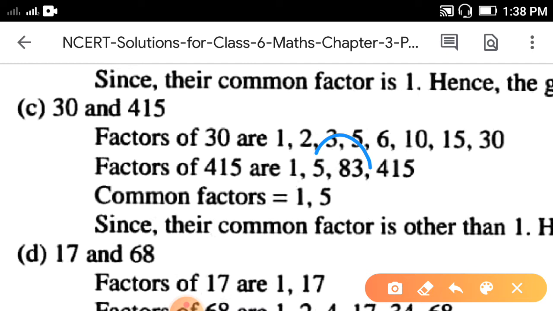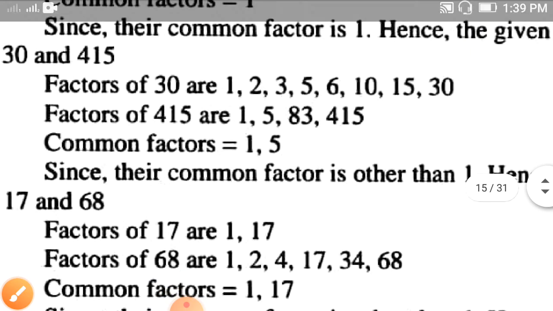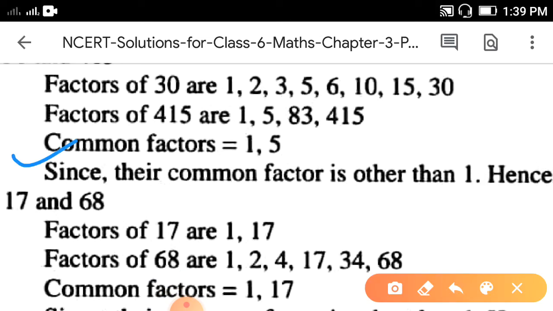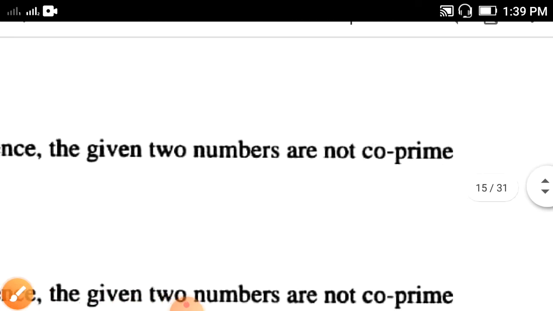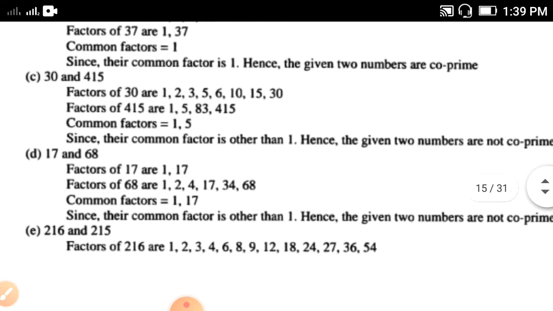This way you have to divide the given numbers starting from 2, 3, 4, 5, 6, 7, 8, 9. So you will get all the possible factors. What are the common factors? 1 and 5. Since their common factor is other than 1, 1 is there but 5 is also there. Hence the given numbers are not co-prime.